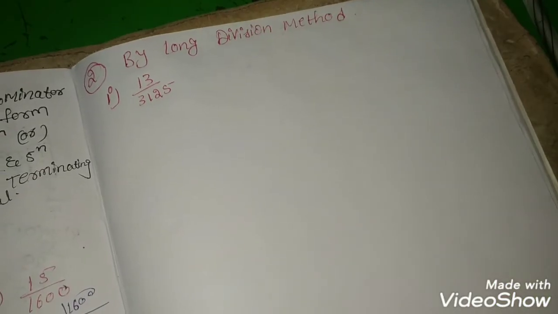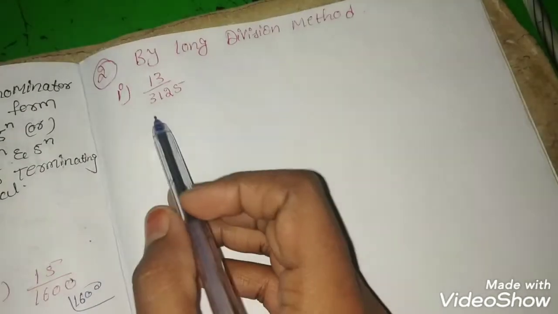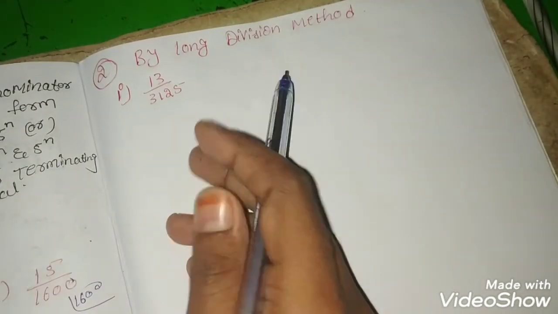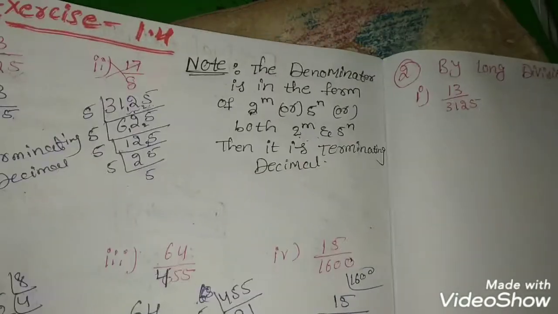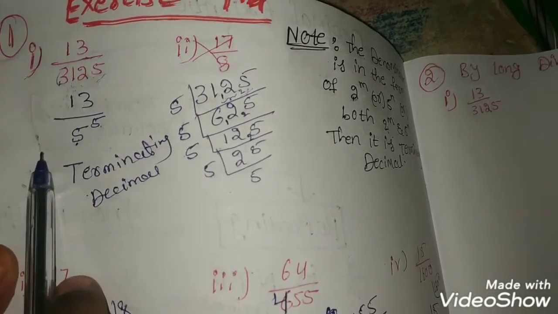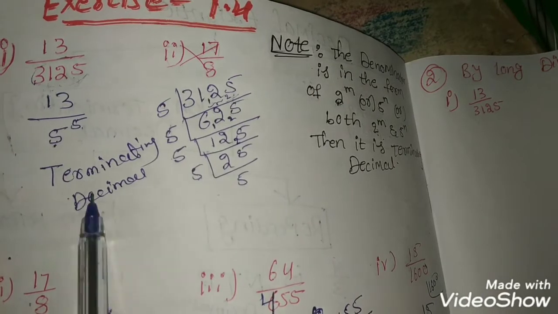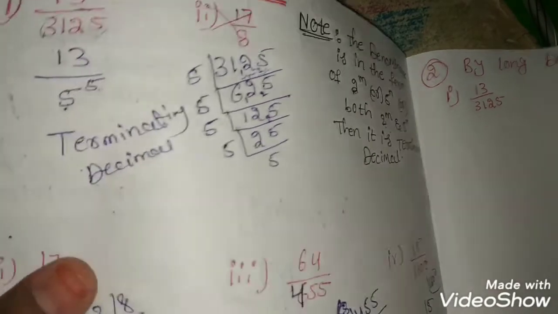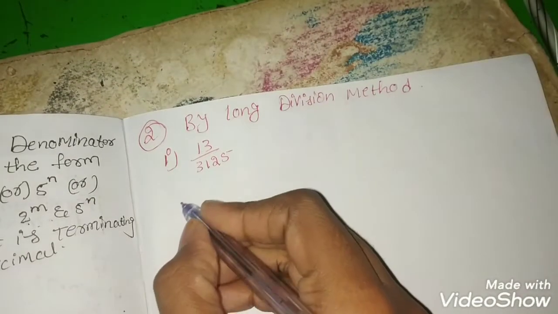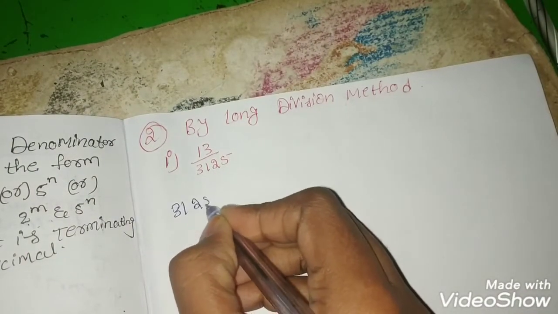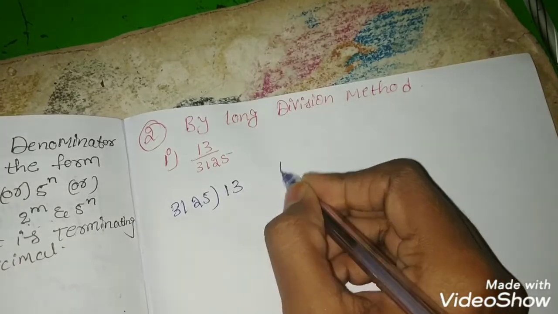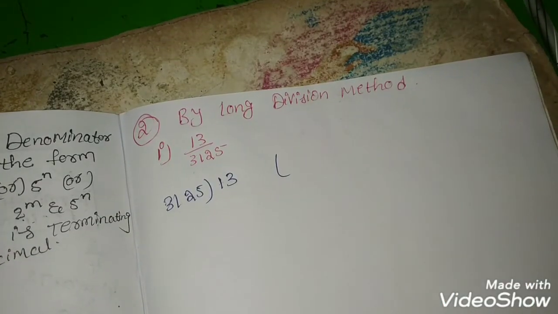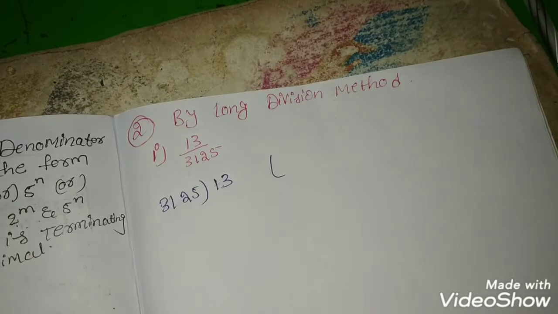Let's go for the first question, that is 13 by 3125, which is a terminating decimal. So for this question, since it is a terminating decimal, the remainder must be 0. The remainder must be 0. Let's check by doing the long division method. 3125 division. Do you know division? Being a 10th class student, ma'am, what are you saying? We know everything, right? You know everything. Good. Like that you have to be.